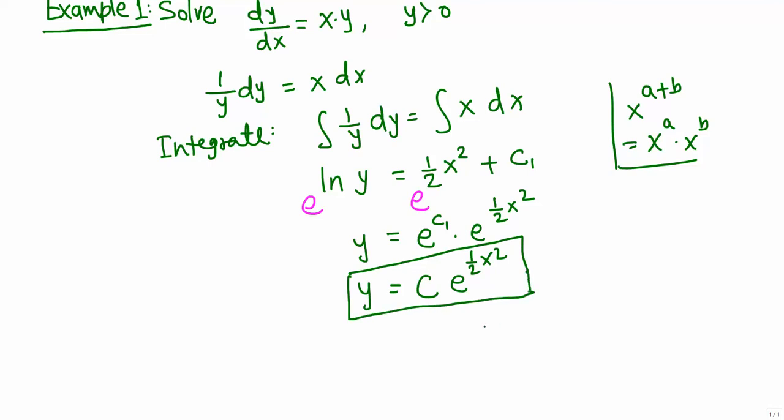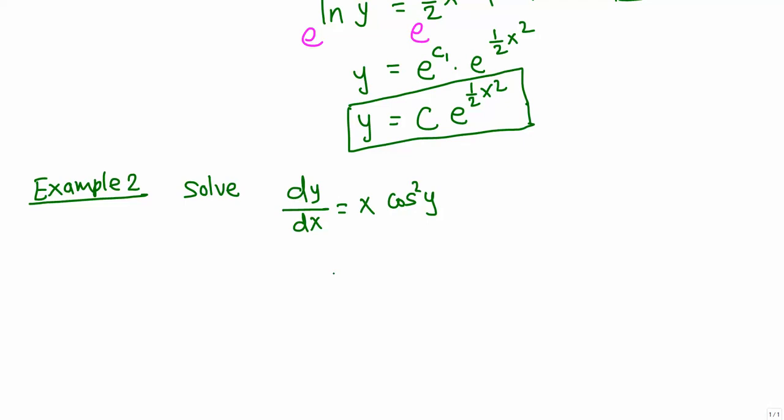Okay, let's do another example. Solve dy over dx equals x times cosine squared y. This is separable because the right hand side is a product of a pure function of x and a pure function of y. Let's bring y to the left side: divide by cosine squared y, so 1 over cosine squared y dy on the left hand side. Move dx to the other side, so x dx. Then integrate both sides.